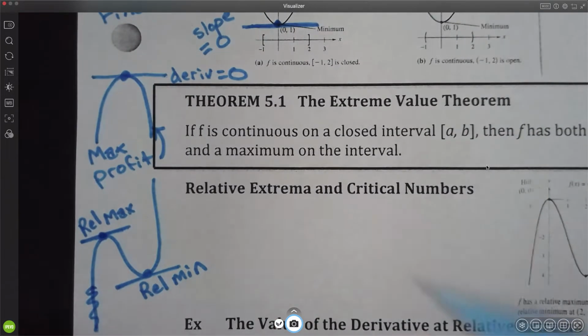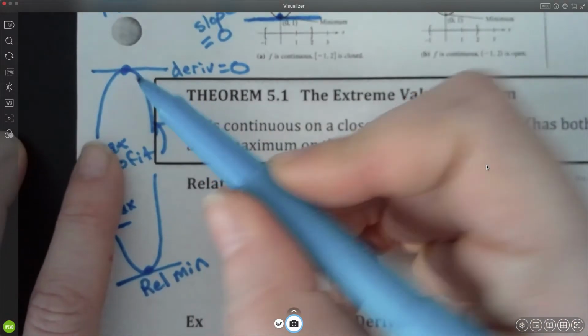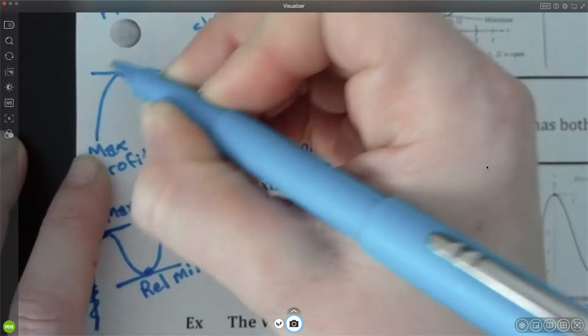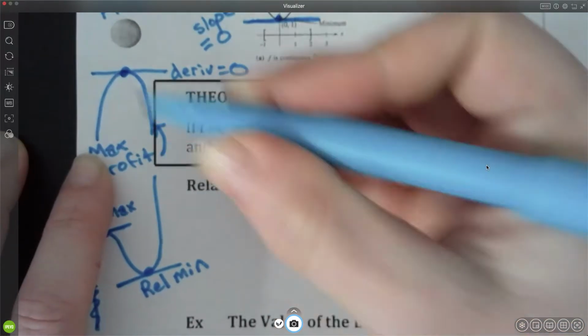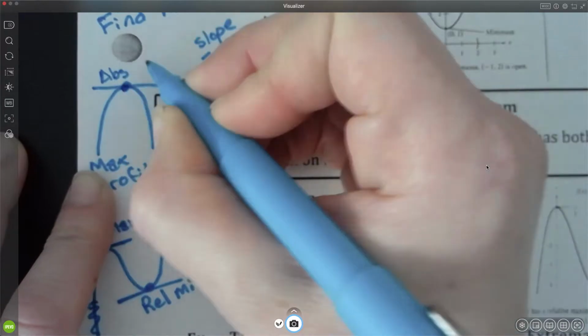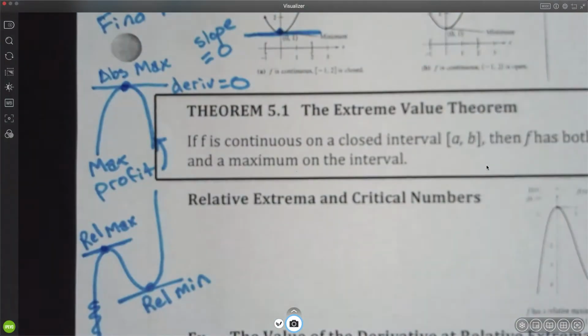This one that I drew is a quadratic function. Since it's going down on either side and never going back up again, this would be an absolute max. Does that make sense? An absolute highest point on the graph?